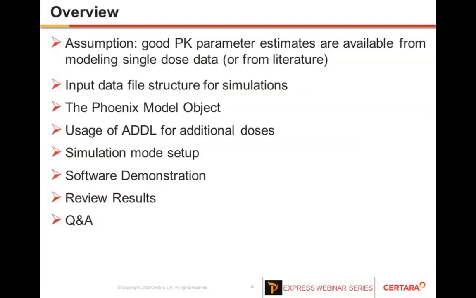So to give an overview of what we'll talk about today: doing simulations in the Phoenix software. The underlying assumption here is that good PK parameter estimates are available from either modeling single-dose data or from the literature. And we'll talk about how to set up an input data file for simulations. We will introduce the Phoenix model object, talk about a feature of the Phoenix model object called ADDL, that allows one to input additional doses for the simulation. We'll talk about how to specify the simulation mode in Phoenix. At that point, I will perform a software demonstration of 2 different example simulations, and we'll get a chance to look at all of the results and then wrap up with our Q&A session.